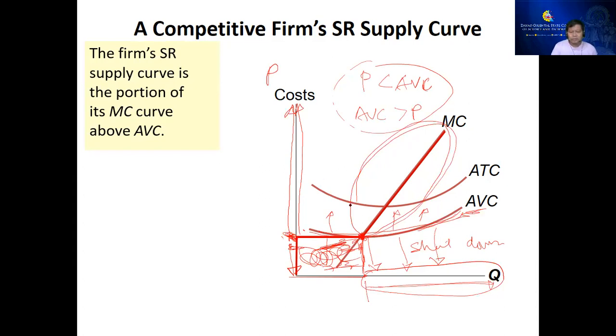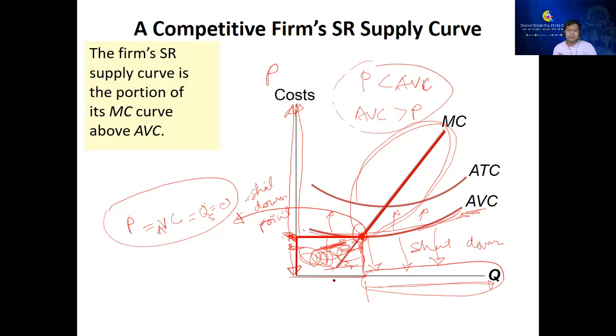So kani nga portion, where price equals average variable cost. So kung diha nga portion, Q must be equal to 0. So dito mag quantity supplied must be 0. Dito mag-supply dire tungod kay shutdown point. This is the shutdown point. Okay? So dito pwede mag-produce dire. And this is also the shutdown point.